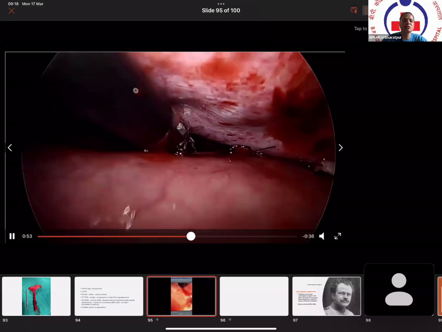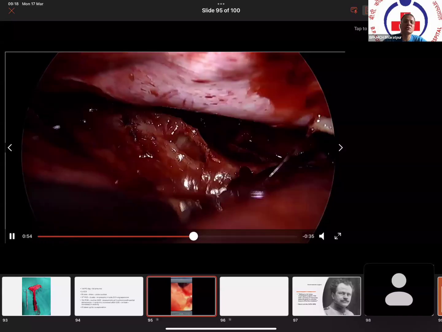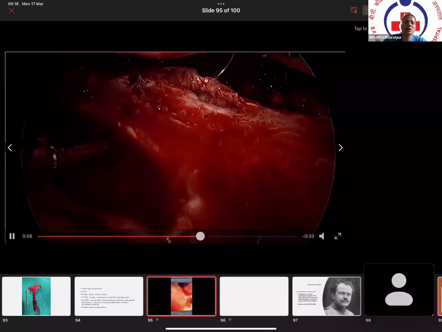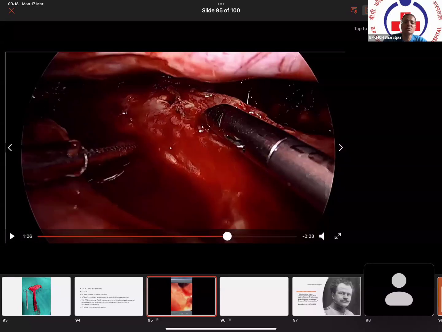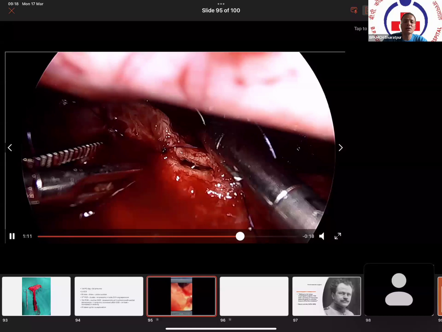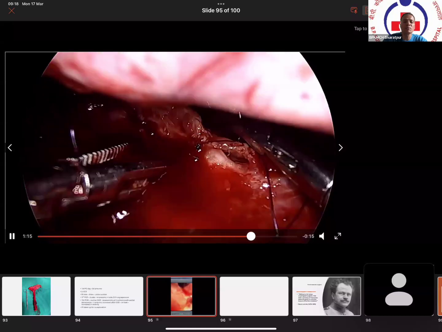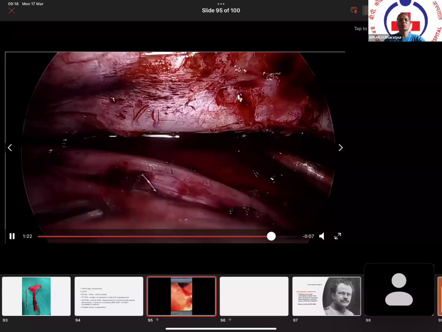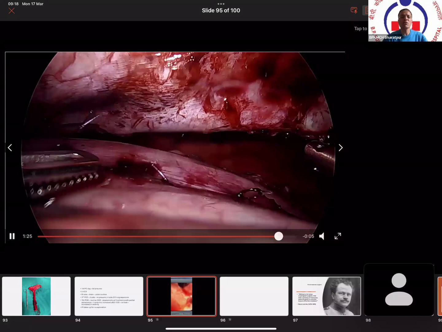In this case also, we sutured with the PDS suture. The PDS suture was taken. And at the end, we checked the tightness, the completeness of the suture of the left main bronchus. So we did the positive pressure test. There was no air leakage coming out from this one.